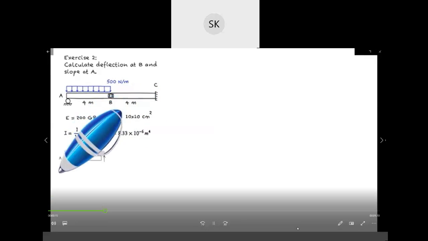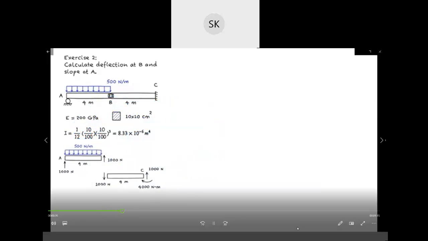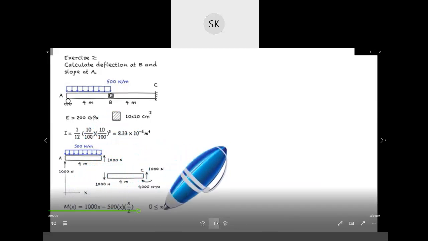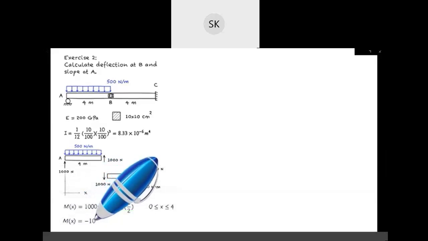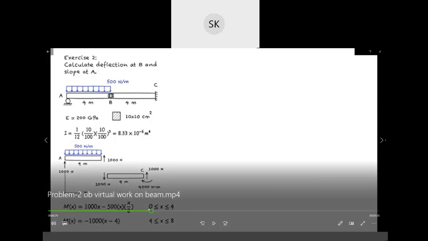So I have taken out the section, divided it, and drawn the free body diagram of both sections. In one part there will be a UDL and in the other part there will be no load. If I cut out a section, there will be one shear force and one moment, right? So they have drawn the free body diagram and found the moment equations for the boundary conditions 0 to 4 and then 4 to 8. The whole length is 8 meters.